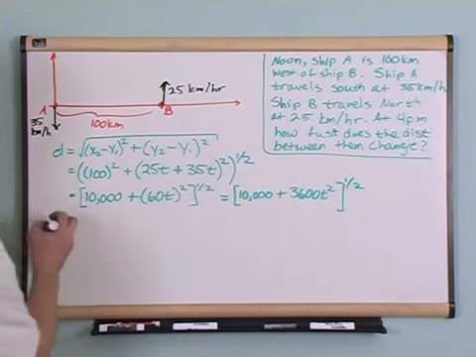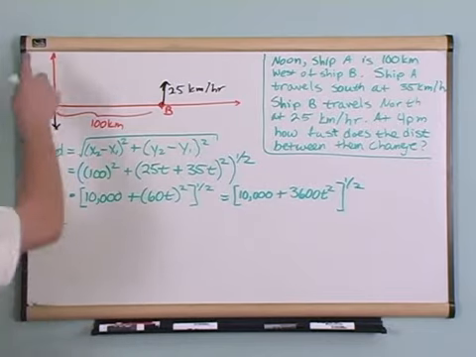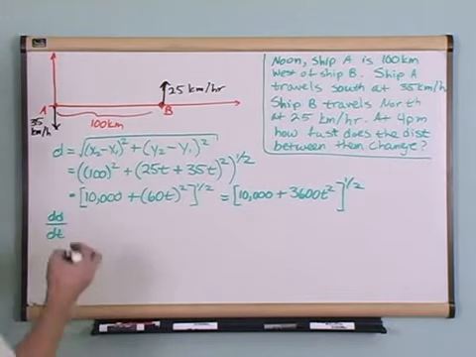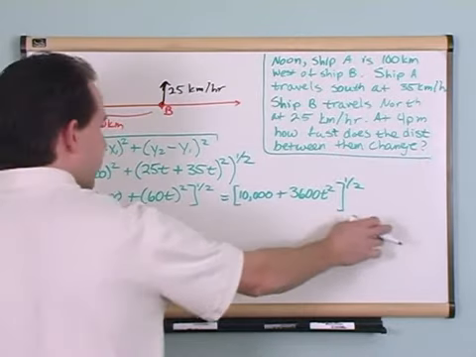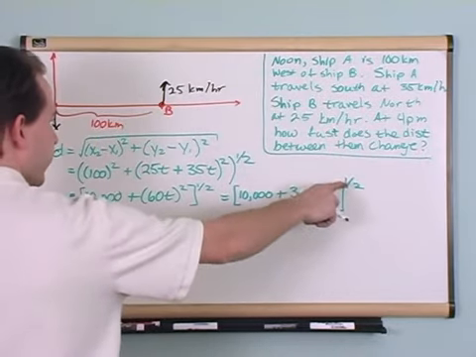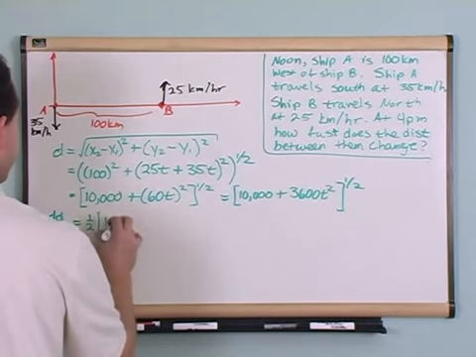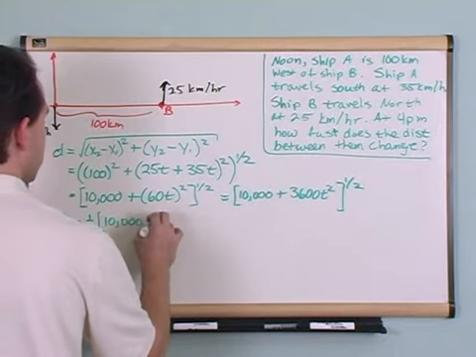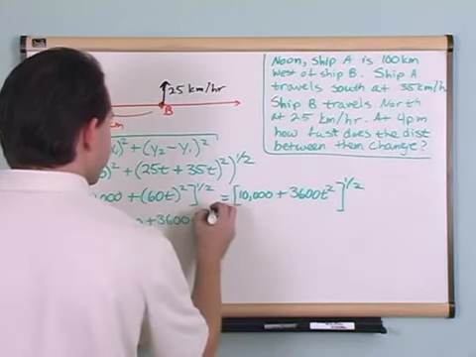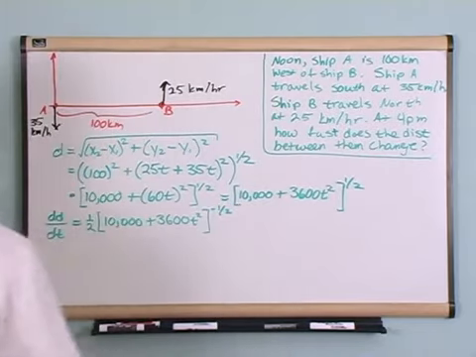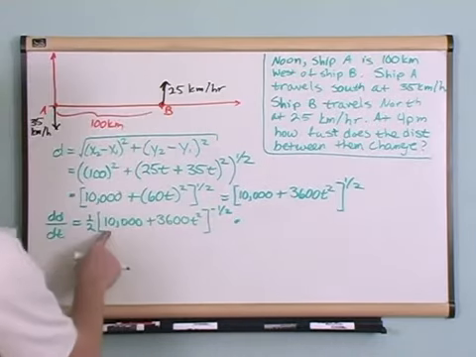Now I'm finally ready to take the derivative. The derivative of this distance, how fast this distance is changing with respect to time, is equal to, I've got to take the derivative of this with respect to time. Again, I'm going to use that chain rule. So the 1/2 comes out, inside stays the same, 10,000 plus 3,600 t squared. The exponent is negative 1/2, because 1/2 minus 1 is negative 1/2, but I'm not done. I've got to multiply by the derivative of the inside.